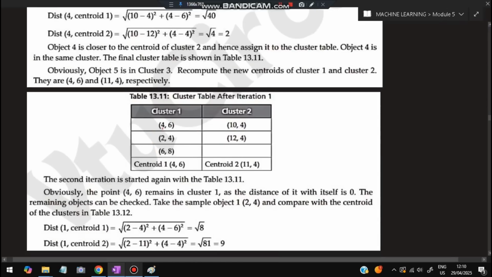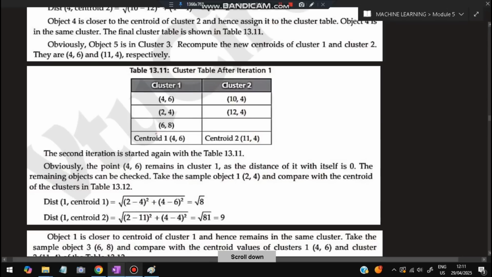Centroid means find out the sum, 4 plus 2 plus 6, that is equal to 12. 12 divided by 3, that is 4, right here 4. 6 plus 4 is 10, 10 plus 8 is 18, 18 divided by 3, it is 6, right here 6. 10 plus 12 is 22, 22 divided by 2 is 11, right here. 4 plus 4 is 8, 8 divided by 2 is 4, right here.